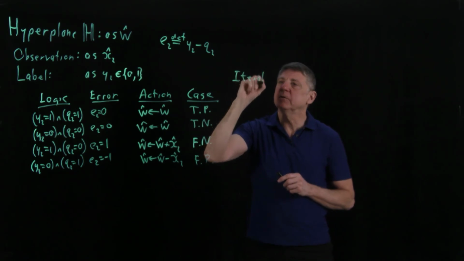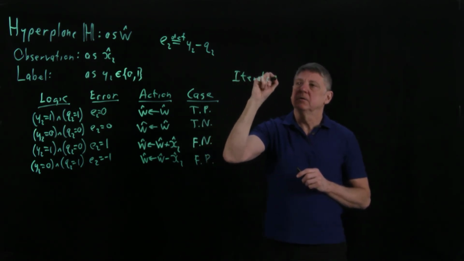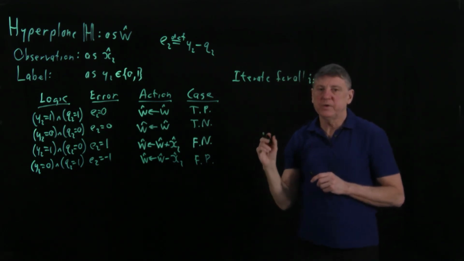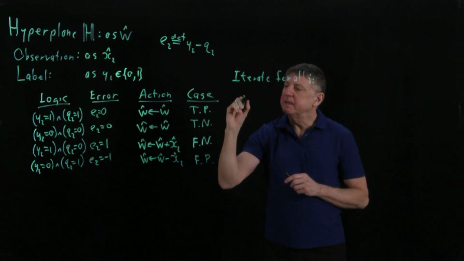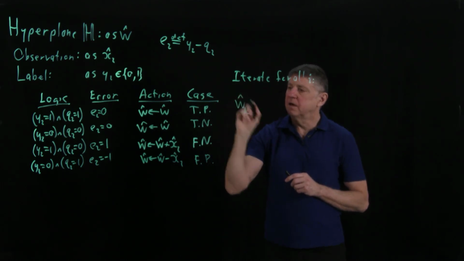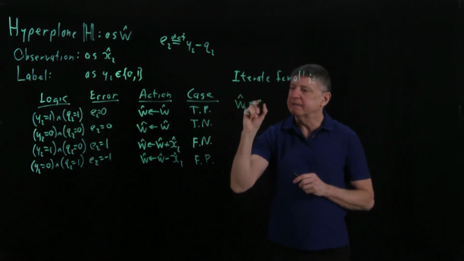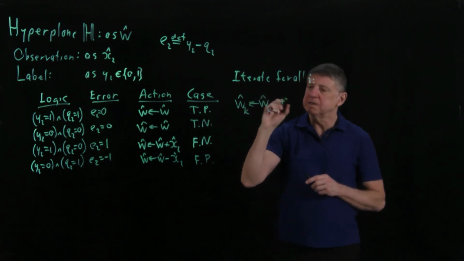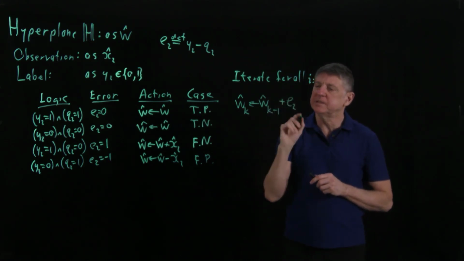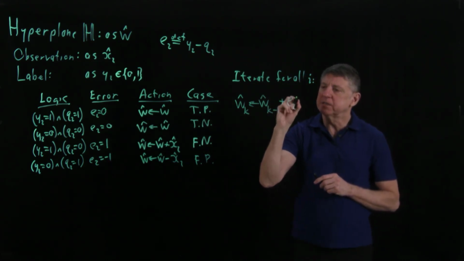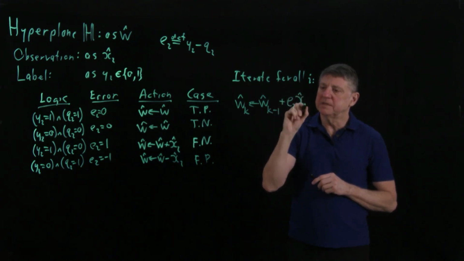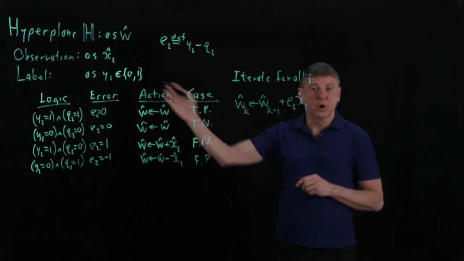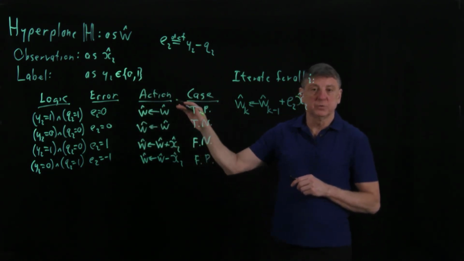So what we can do is iterate for all i, and say that our new estimate of the hyperplane gets our previous estimate of the hyperplane plus the error for this observation times the augmented vector for this observation. And so we're able to go from the logic that we have through the action.